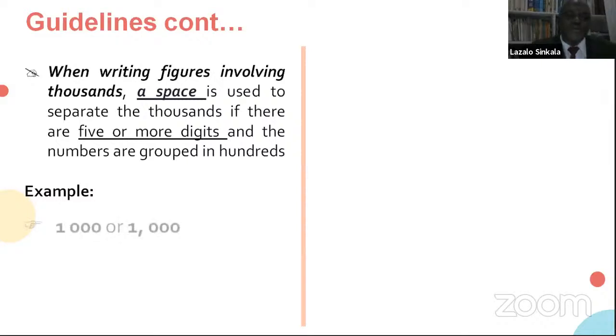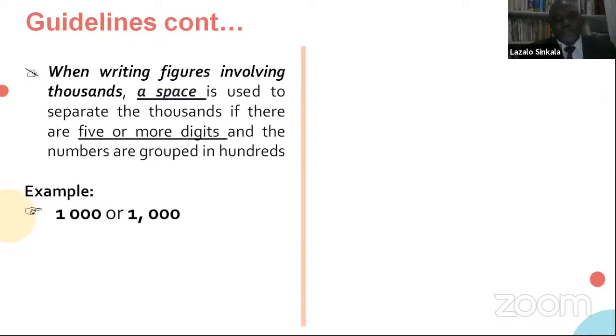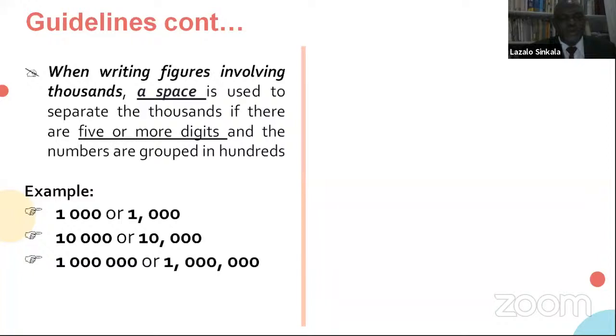For example, 1 space 000 or 1 comma 000. 10 space 000 or 10 comma space 000. 1 space 000 space 000 or 1 comma space 000 comma space 000. They need to know, the learners need to know how to write these.